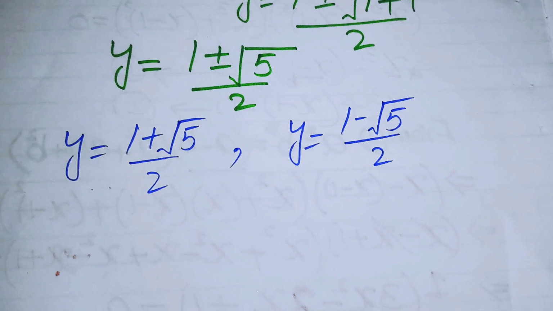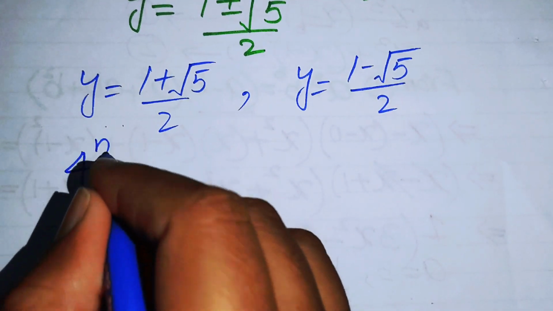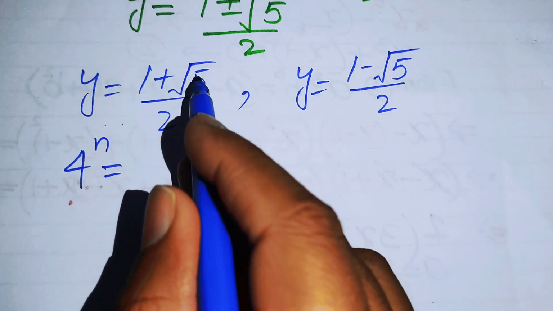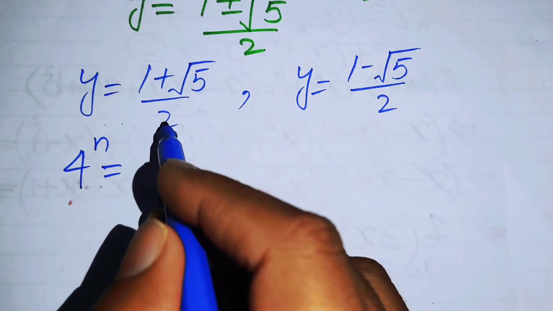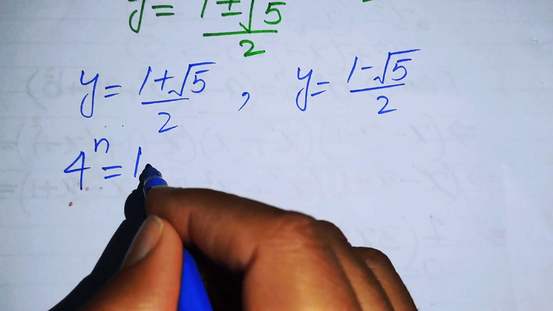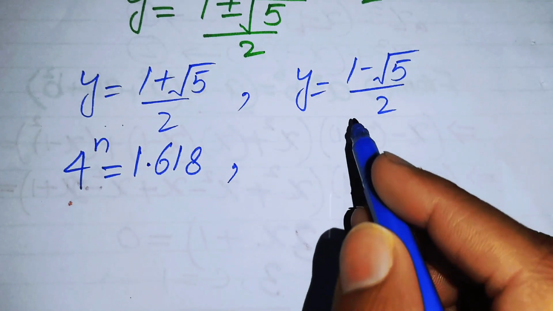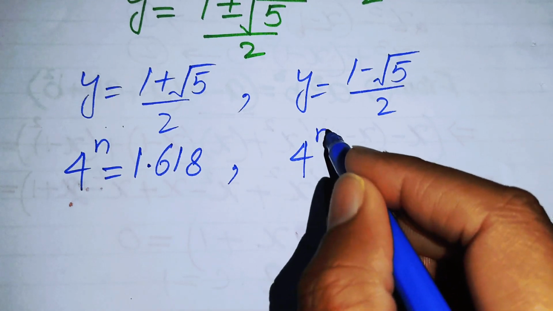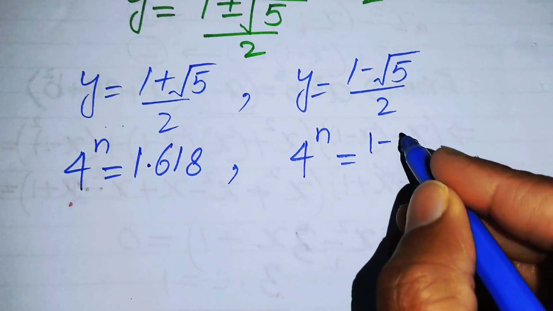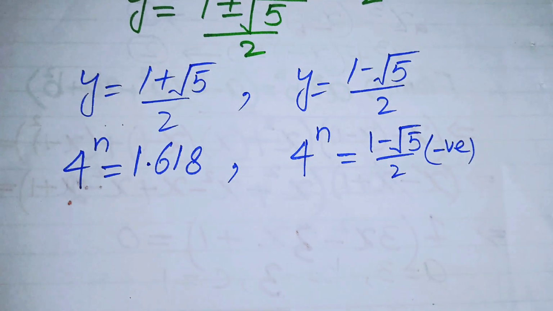Now we again substitute the value of y. We know that y is 4 to the power of n, which equals 1 plus the square root of 5 over 2. When you use the calculator, the value of this expression is 1.618. In the second case, when we substitute the value of y, we get 4 to the power of n equals 1 minus the square root of 5 over 2. This expression gives us a negative value.